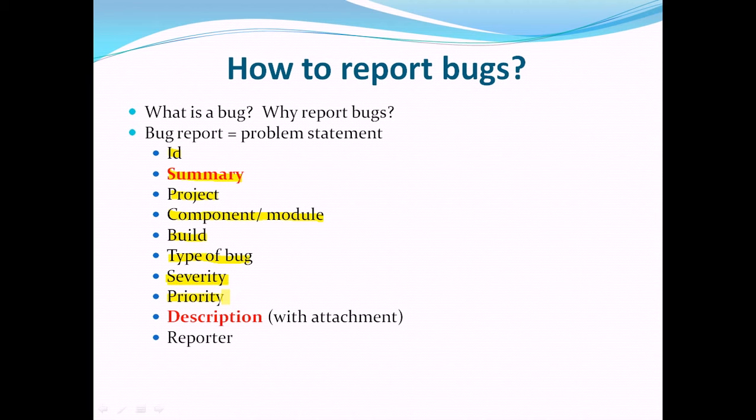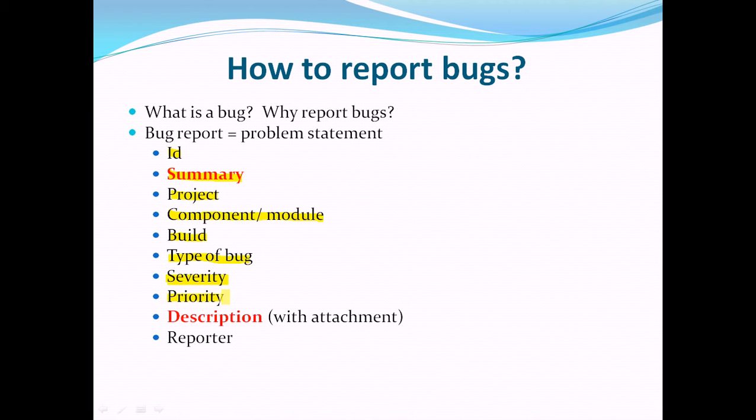But it is also possible that sometimes the severity is high and the priority is low. How is that possible? Let us say it is a severe bug, but it impacts only a less used area of the system, the area used by very few users. So even though it is a severe bug in that particular area, the priority can be low, so developers can look at it later. And even if the severity is low, the priority can be high.